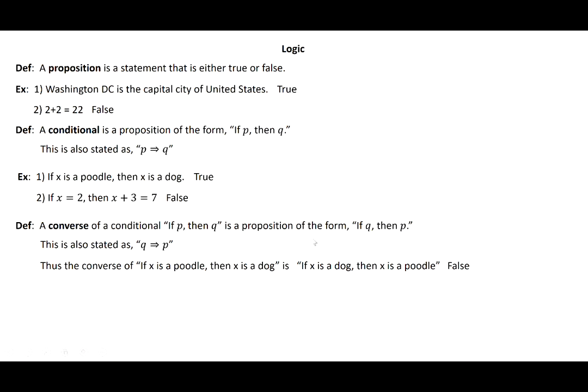And the converse of if X equals 2, then X plus 3 equals 7. What's the converse of that? Well, if X plus 3 equals 7, then X equals 2. Right? Okay, and let's move on. And it turns out that this is also false. If X plus 3 equals 7, then X equals 2 is also false.